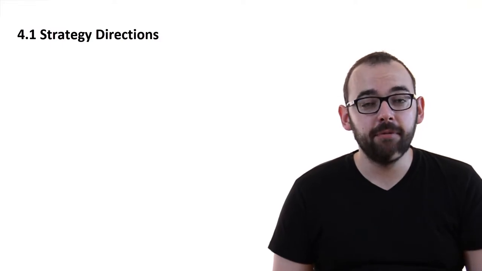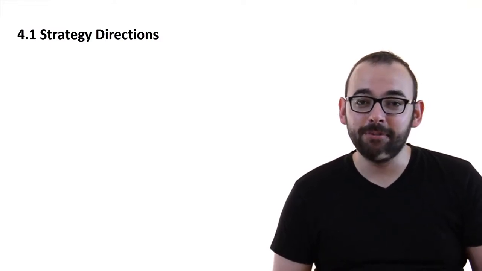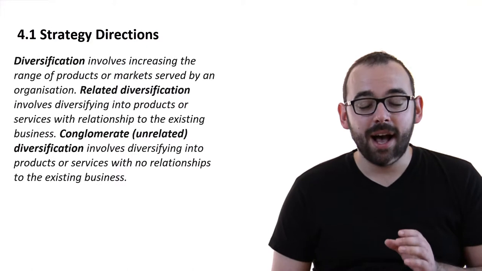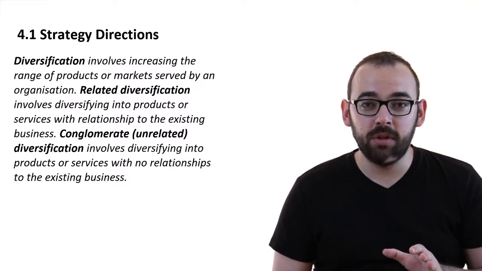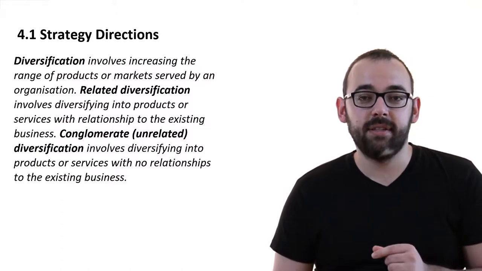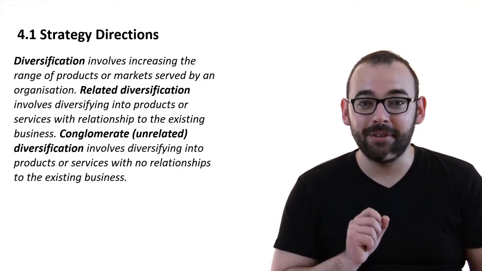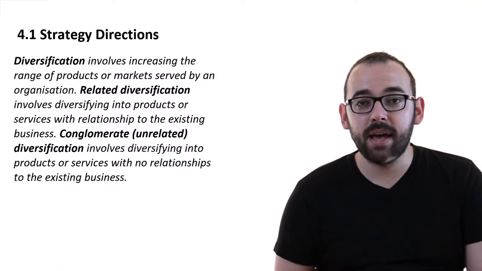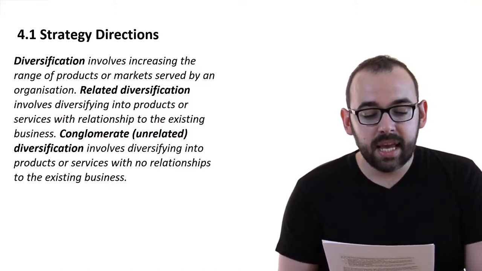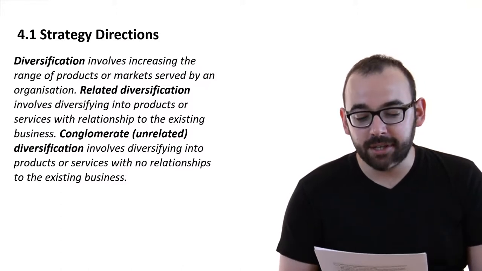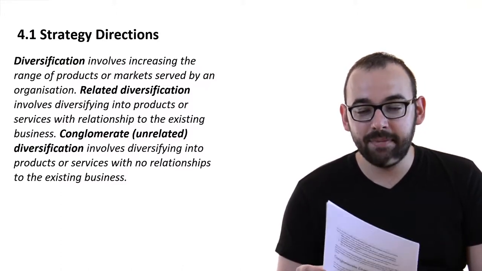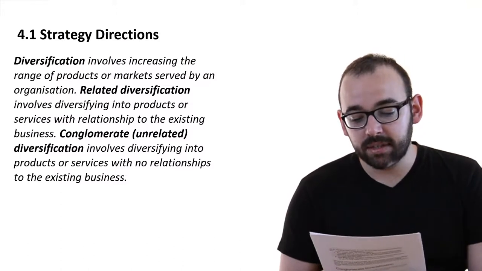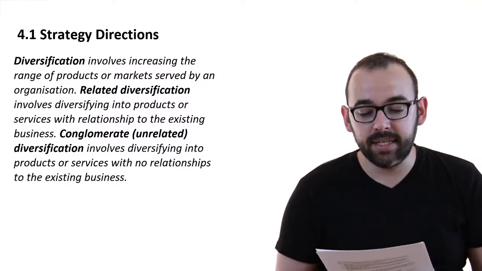So, those were the four options that we have, and these four options are going to be the topic for the rest of this video. But before we go into details on each one of those, I really want to bring one definition that I think is absolutely crucial if you would like to understand corporate level strategy very well. So here is the definition. It's actually three definitions. Diversification involves increasing the range of products or markets served by an organization. Related diversification involves diversifying into products or services with relationship to existing business. Conglomerate or unrelated diversification involves diversifying into products or services with no relationship to existing business.